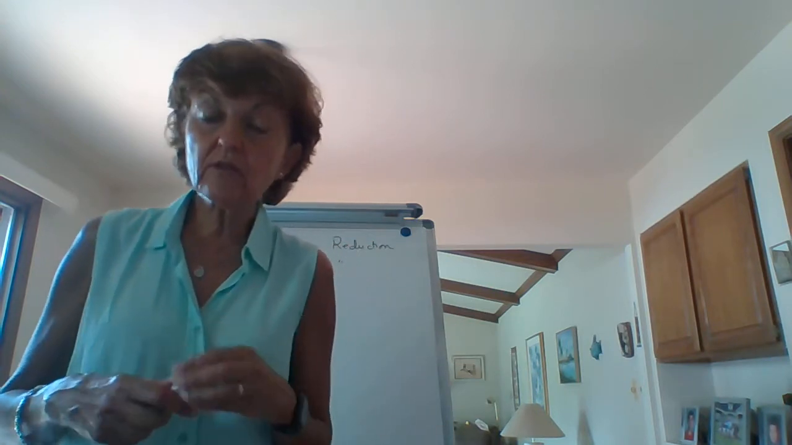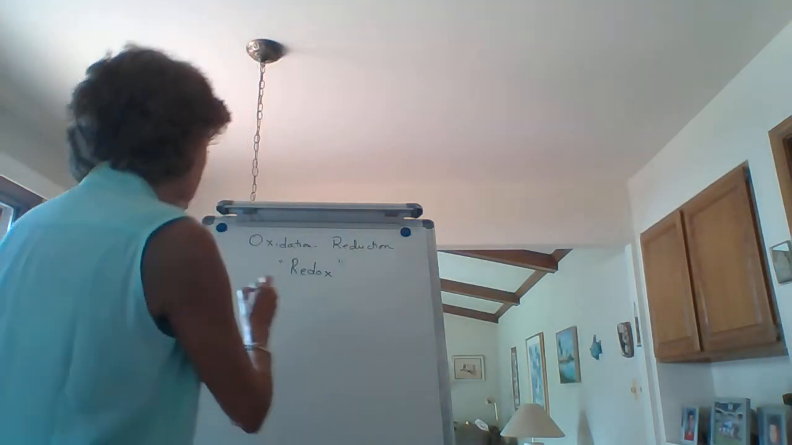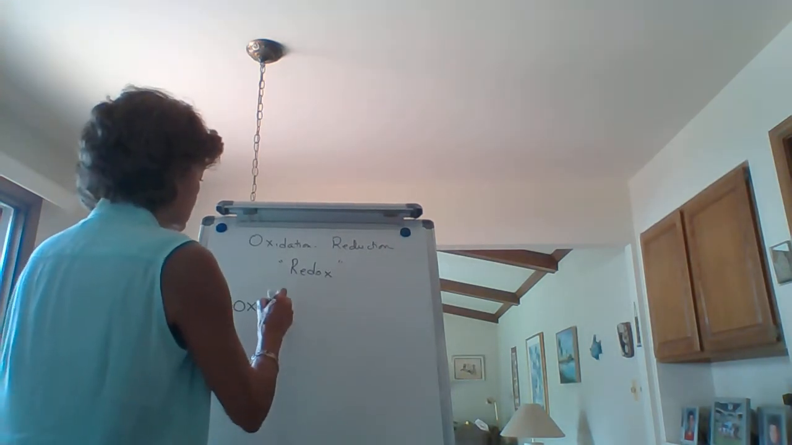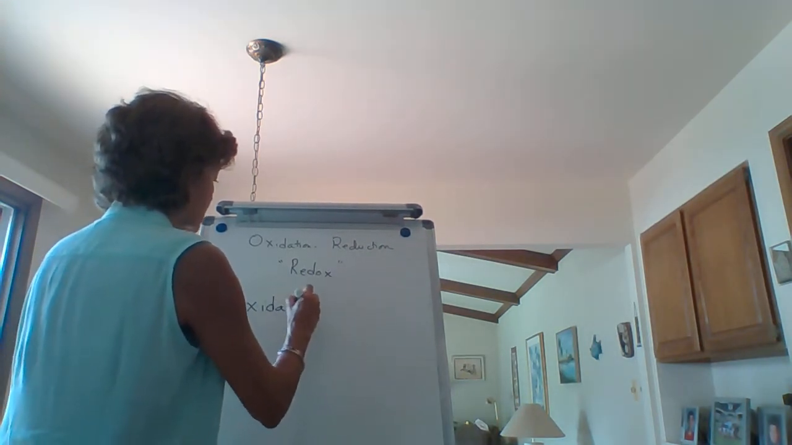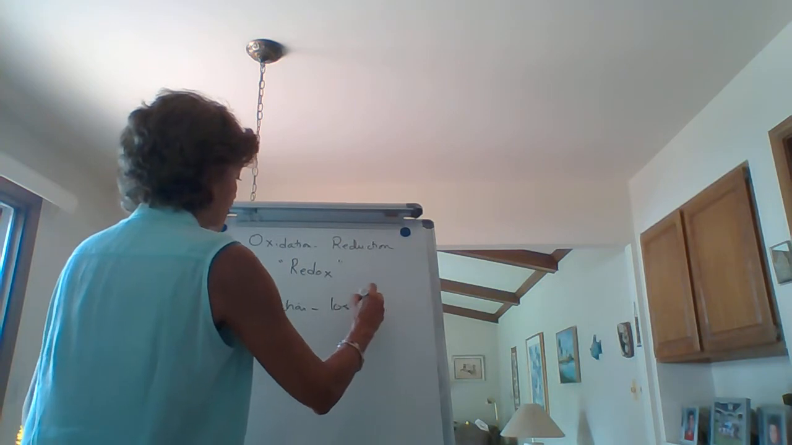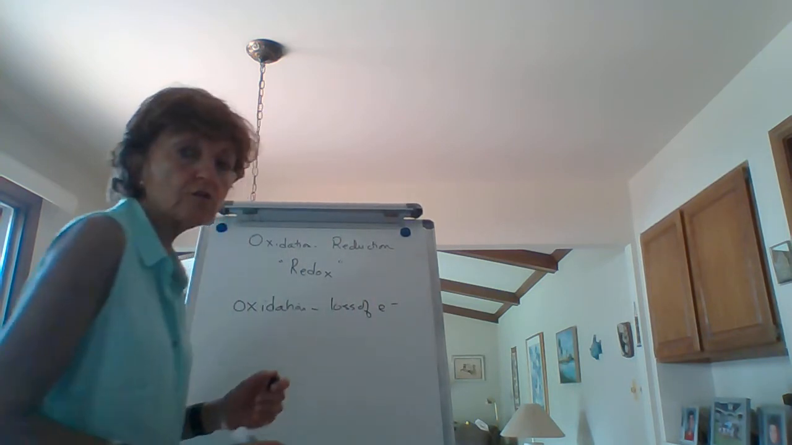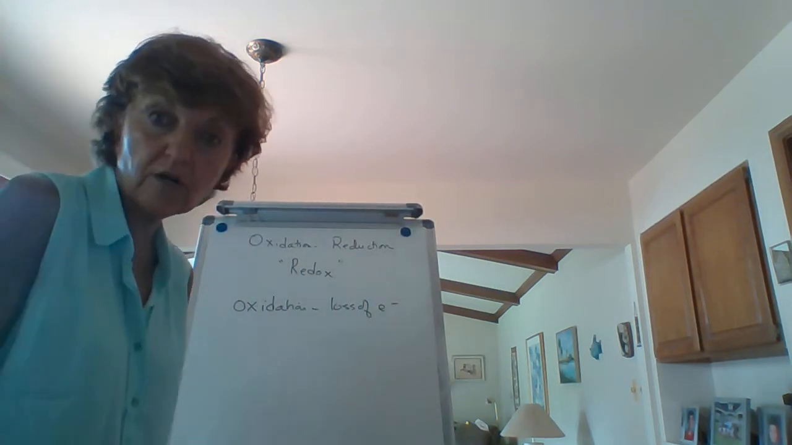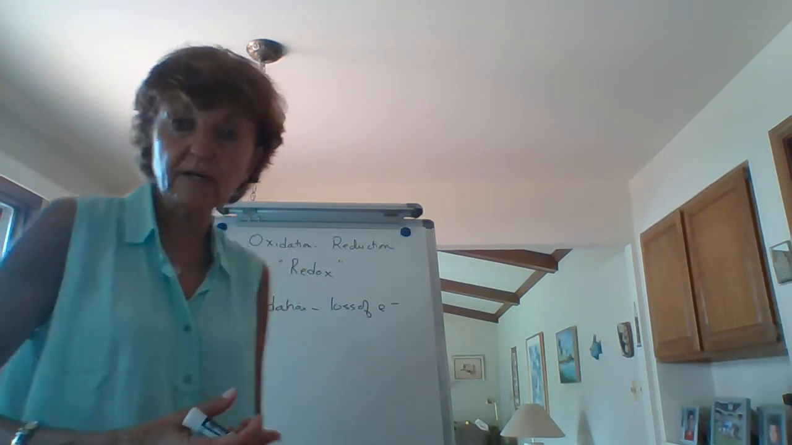So what is oxidation? What is reduction? How is it that we can identify that some reactions are redox reactions and some reactions are not redox, or non-redox? Let's first define the terms. Oxidation is basically a loss of electrons. So if something loses electrons, we say it got oxidized.